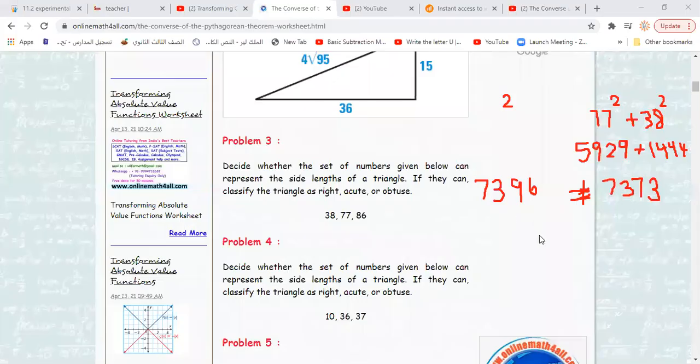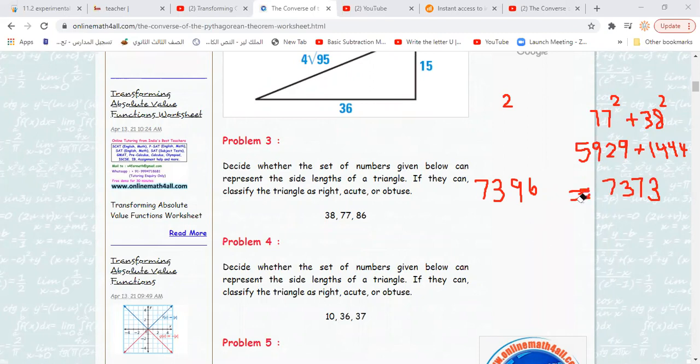We said that it's not a right triangle, right? But how can we classify this triangle? We have 7,396 and 7,373. Which one is bigger? This will be obtuse. Can I answer? Very good. Yes, Kenzie.